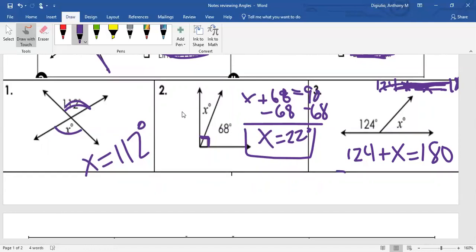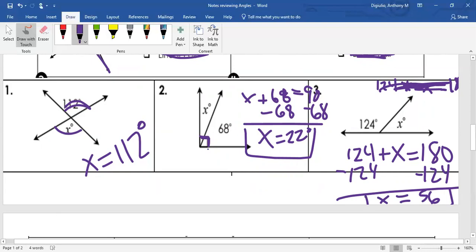Just like we did before, we can subtract those two, and we should end up getting that x equals 56. Sorry, I kind of ran out of room there. But that's how we can use those, right? Depending on what we know about those angles, we might be able to find something out or solve for something that'll help us in our problems.